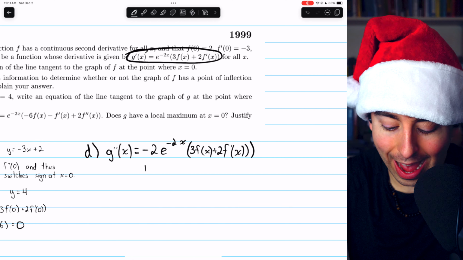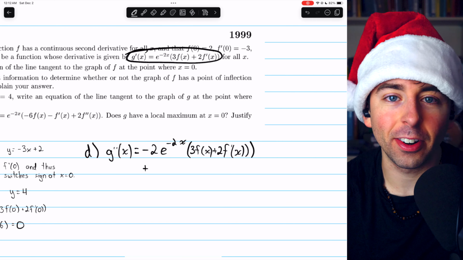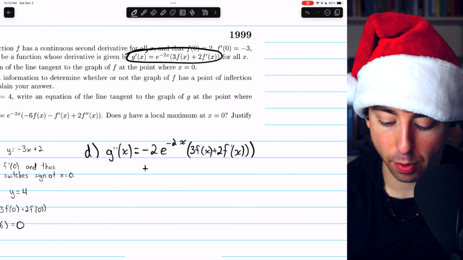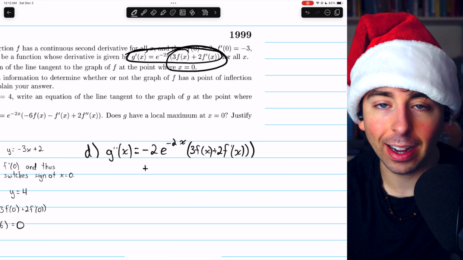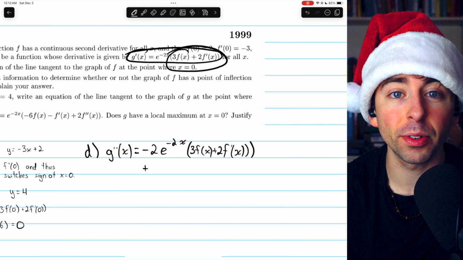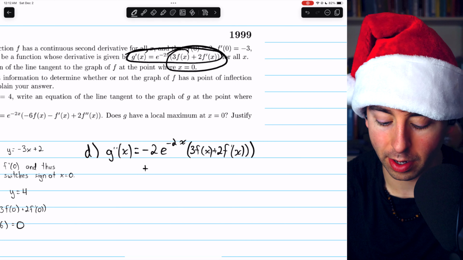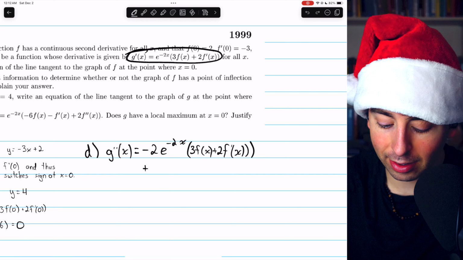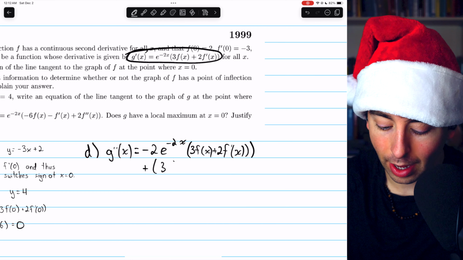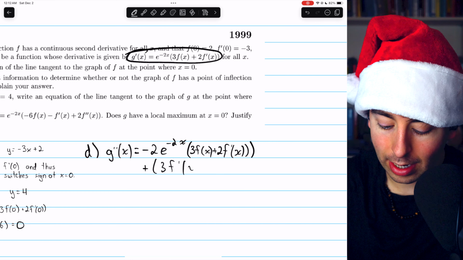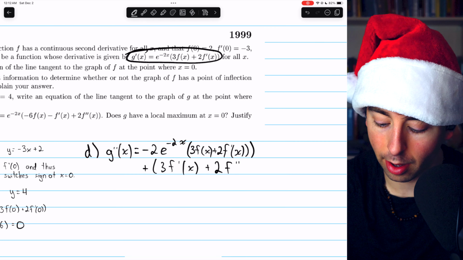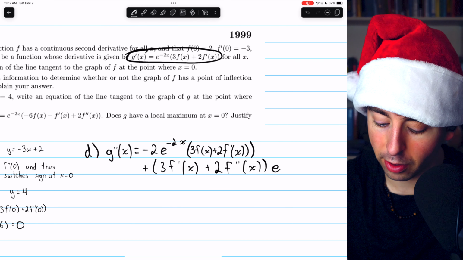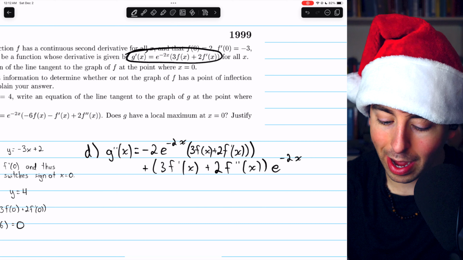Now we need to add v prime u. I'll do that on a second line so that I don't run out of room here. So let's think about the derivative of 3f of x plus 2f prime of x. That's our second function, which we need the derivative of here. And that's pretty straightforward. That's just going to be 3f prime of x, and then plus 2f double prime of x. And this needs to get multiplied by the first function, which is e to the negative 2x.